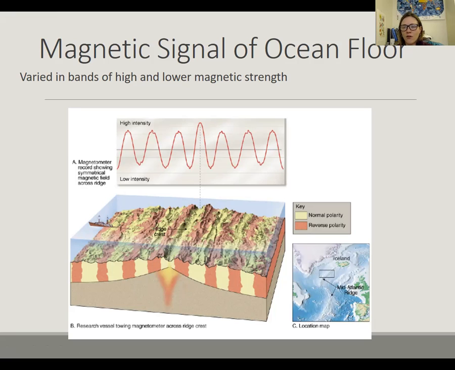But in many cases on the Earth's surface, what we have is many rocks that are vertically stacked on top of each other that have these different patterns of polarity.